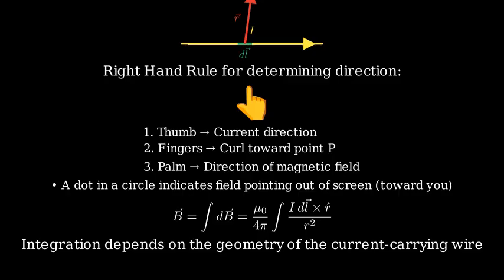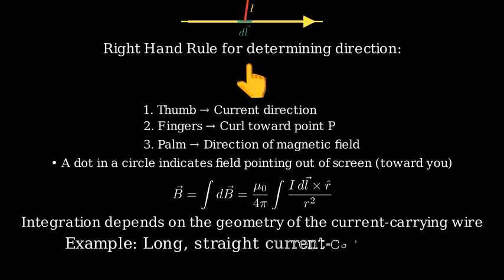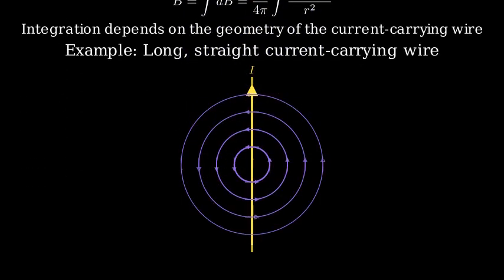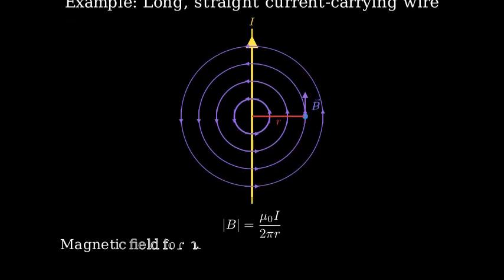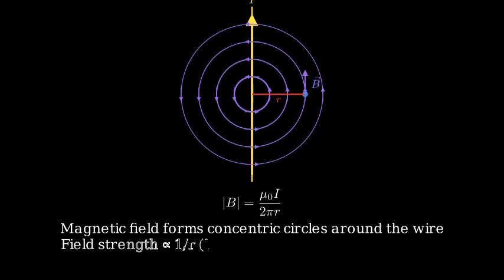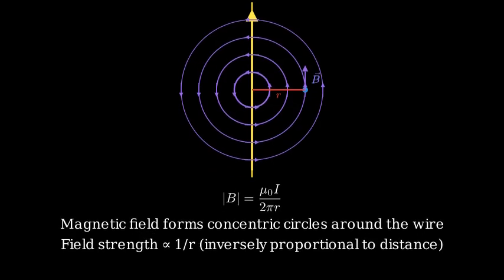Let's take a look at a classic example, the magnetic field created by a long, straight current-carrying wire. For a long, straight wire carrying current I, the magnetic field at a distance from the wire has a magnitude given by this expression. The magnetic field forms concentric circles around the wire, with the field strength decreasing as the distance from the wire increases.